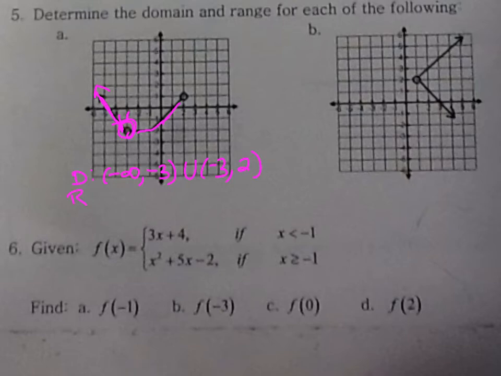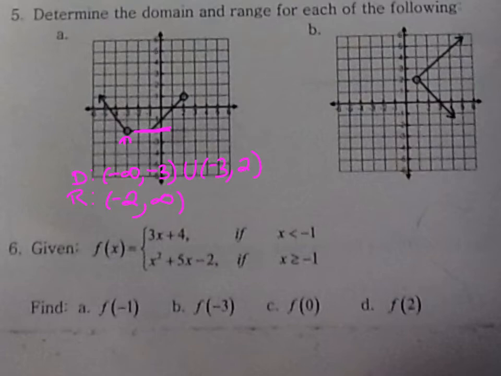The range, which is up and down, how far down does it go to how far up does it go? So it goes down to negative 2, and it includes that. Even though this is a hole here, it still includes it because I have this part of the graph here. And then how far up does it go? Well, it just keeps going up to positive infinity.